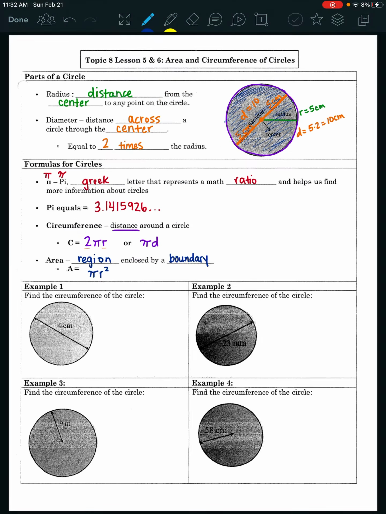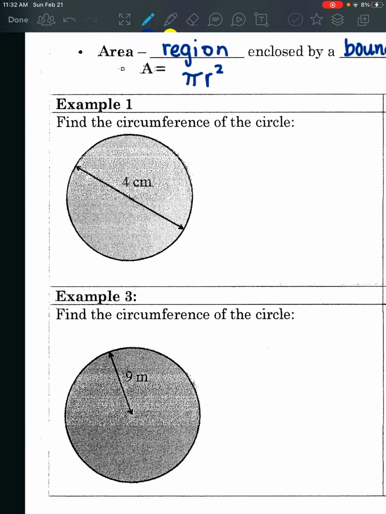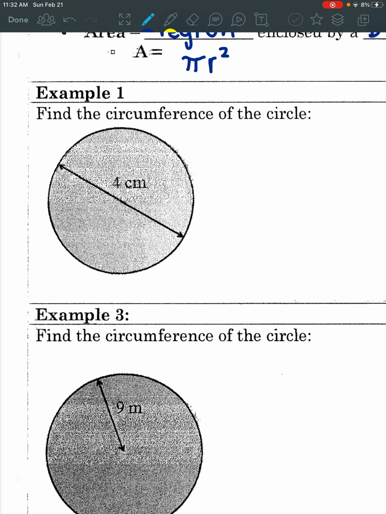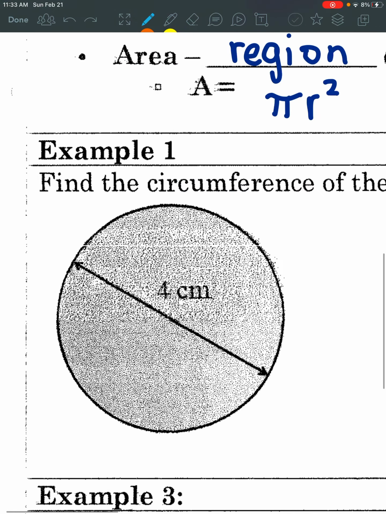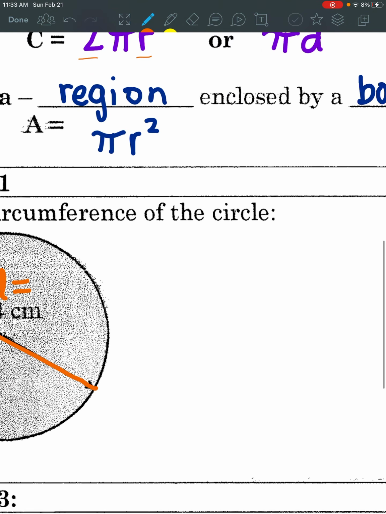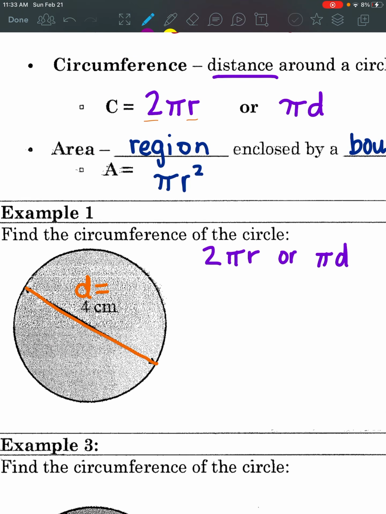Okay? We're going to start with circumference. I'm going to do the 2 on the left side. So first we need to decide what are we given in this example. So we're given 4 centimeters. Is that the diameter or is that the radius? Well, it goes all the way across. So we know that this is what we call the diameter. So personally, what I would do is write down the 2 formulas, 2 times pi r or pi times diameter, and decide what are we given, which formula should we use.